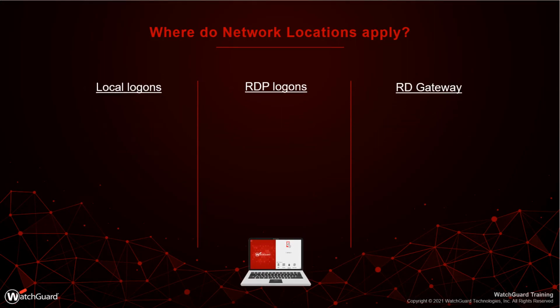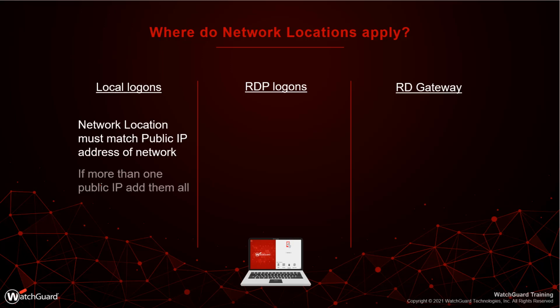There are three different ways that users can potentially access a computer with the Logon app installed, and which network location you use will vary based on the method. When the user is physically at the computer, this is a local logon. AuthPoint will identify local logons based on the public IP address of the network the computer is on. If there is more than one public IP address for the network, make sure you add them all.